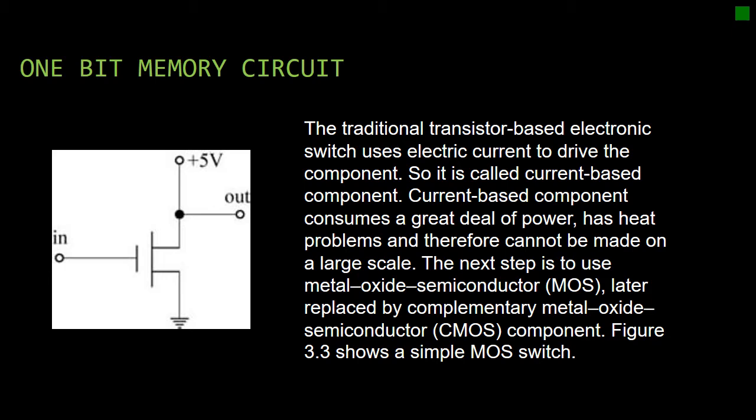In designing a 1-bit memory, a traditional transistor-based electronic switch uses electric current to drive the component. So this is called a current-based component. A current-based component consumes a great deal of power, has heat problems, and therefore cannot be made on a large scale. The next step is to use a metal oxide semiconductor, or MOS. This is later replaced by a complementary metal oxide semiconductor, or CMOS, component. The figure here shows a simple MOS switch.